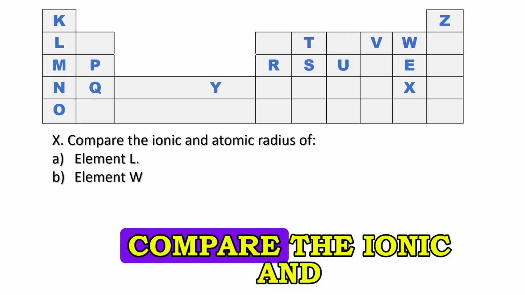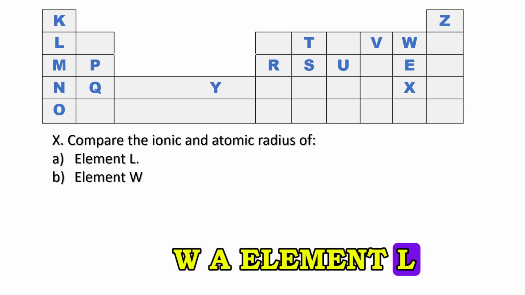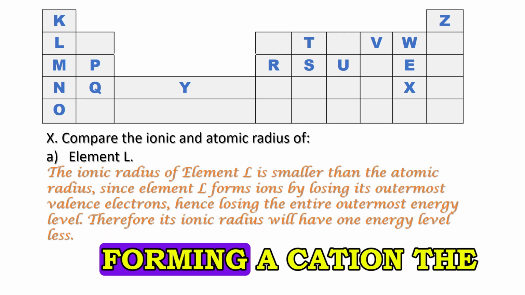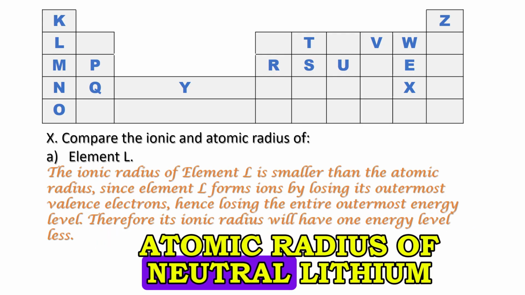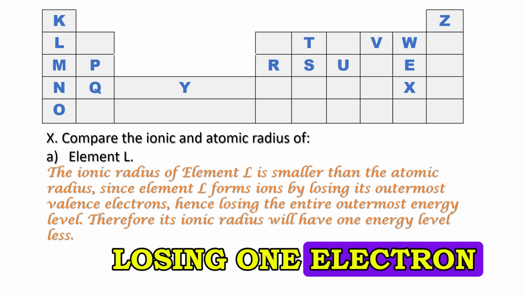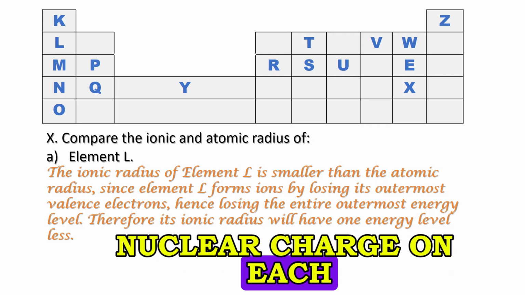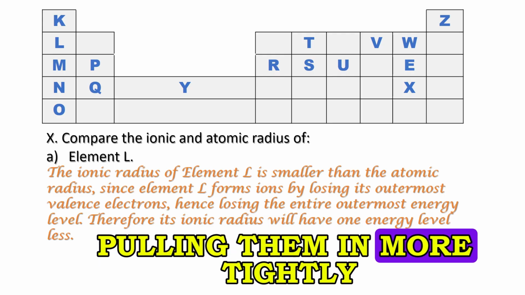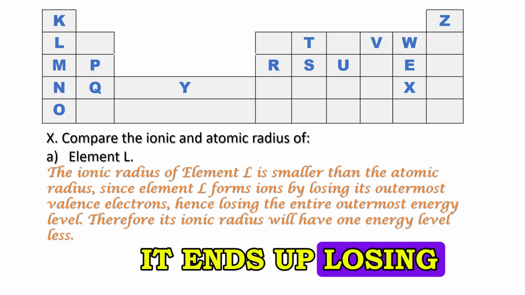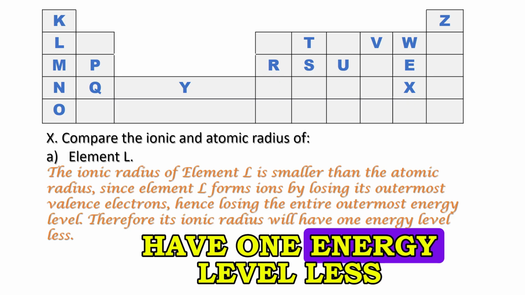Question X asks to compare the ionic and atomic radius of elements L and W. A. Element L, which is lithium, forms an ion by losing one electron from its outermost shell, forming a cation. The atomic radius of neutral lithium is larger than that of its ion. This is because, after losing one electron, the remaining electrons are closer to the nucleus, and the effective nuclear charge on each electron increases, pulling them in more tightly. Moreover, after losing its outermost valence electrons, it ends up losing the entire outermost energy level. Therefore, its ionic radius will have one energy level less.